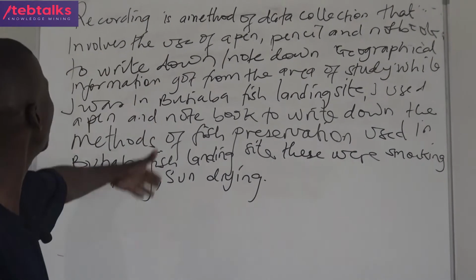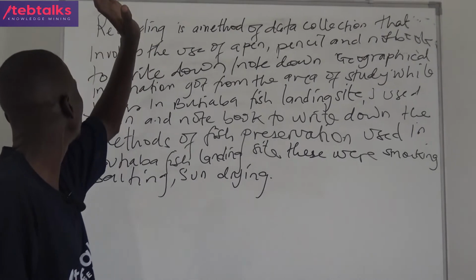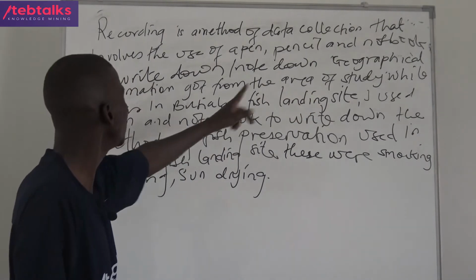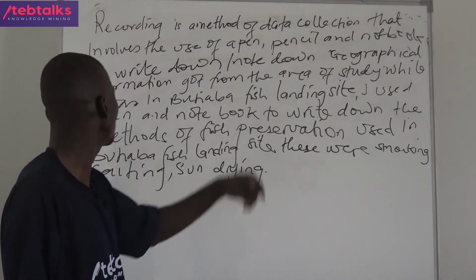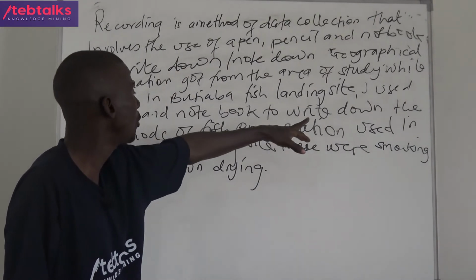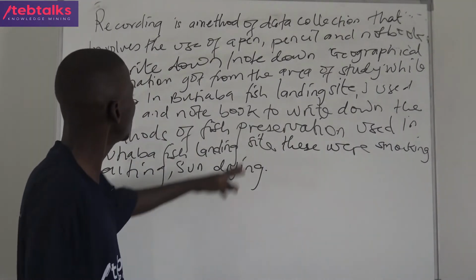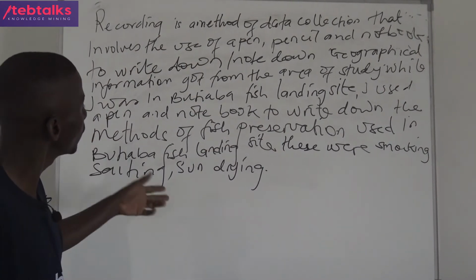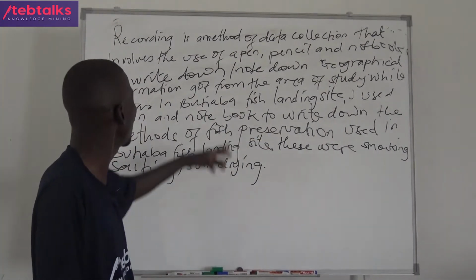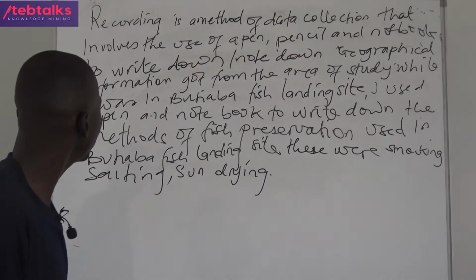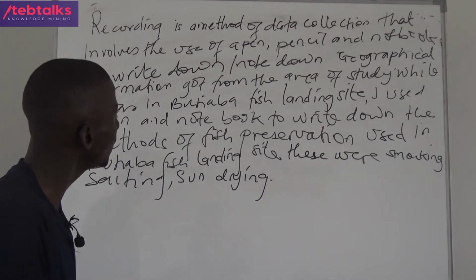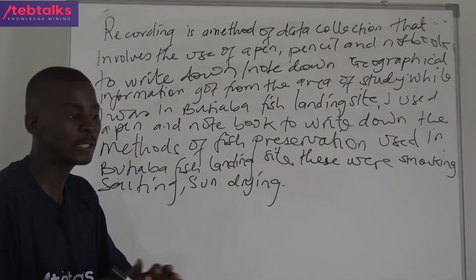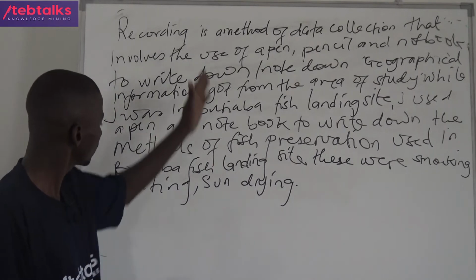So the examiner will expect to see you have identified the method, you have defined the method, then told us how it was used. While I was in Butiaba fish landing site, I used a pen and a notebook to write down. Don't repeat the word. If you say I used a pen to record, the method becomes wrong. So you say to write down, or you can say to note down. Methods of fish preservation used in the fish landing site. These were smoking, salting, sun drying, etc. So that is it.